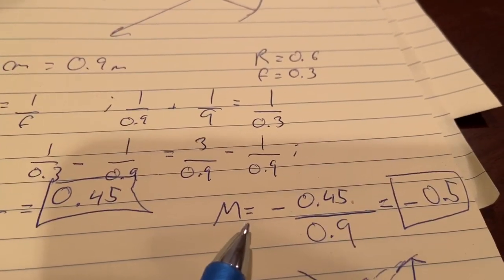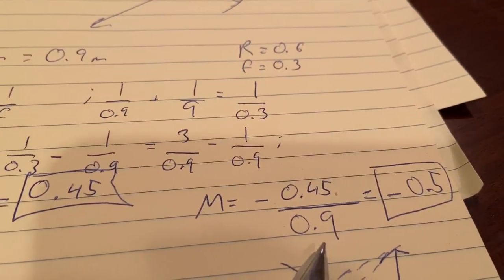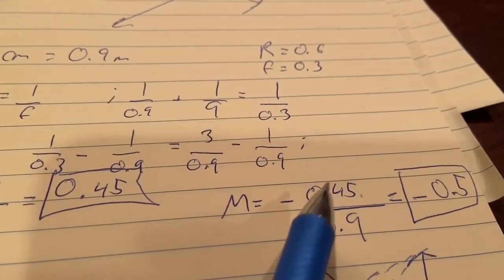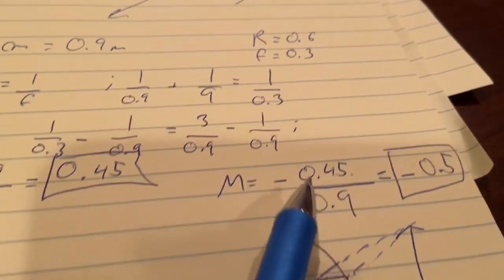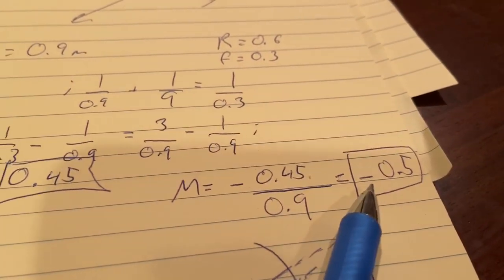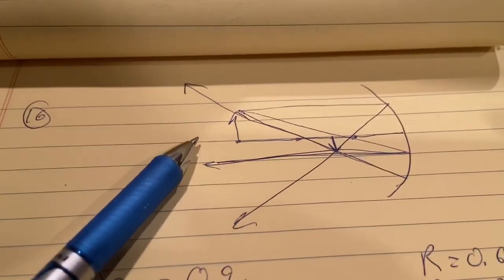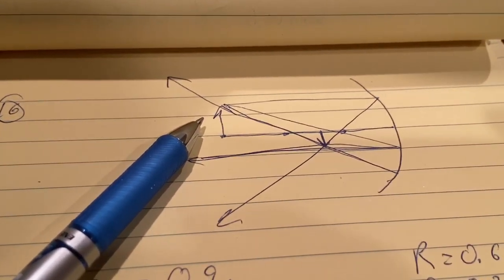So the magnification then equals minus 0.45 over 0.9. That's the image distance over the object distance, Q over P. And then that equals minus 0.5. And if we look at our ray diagrams, that seems about right.